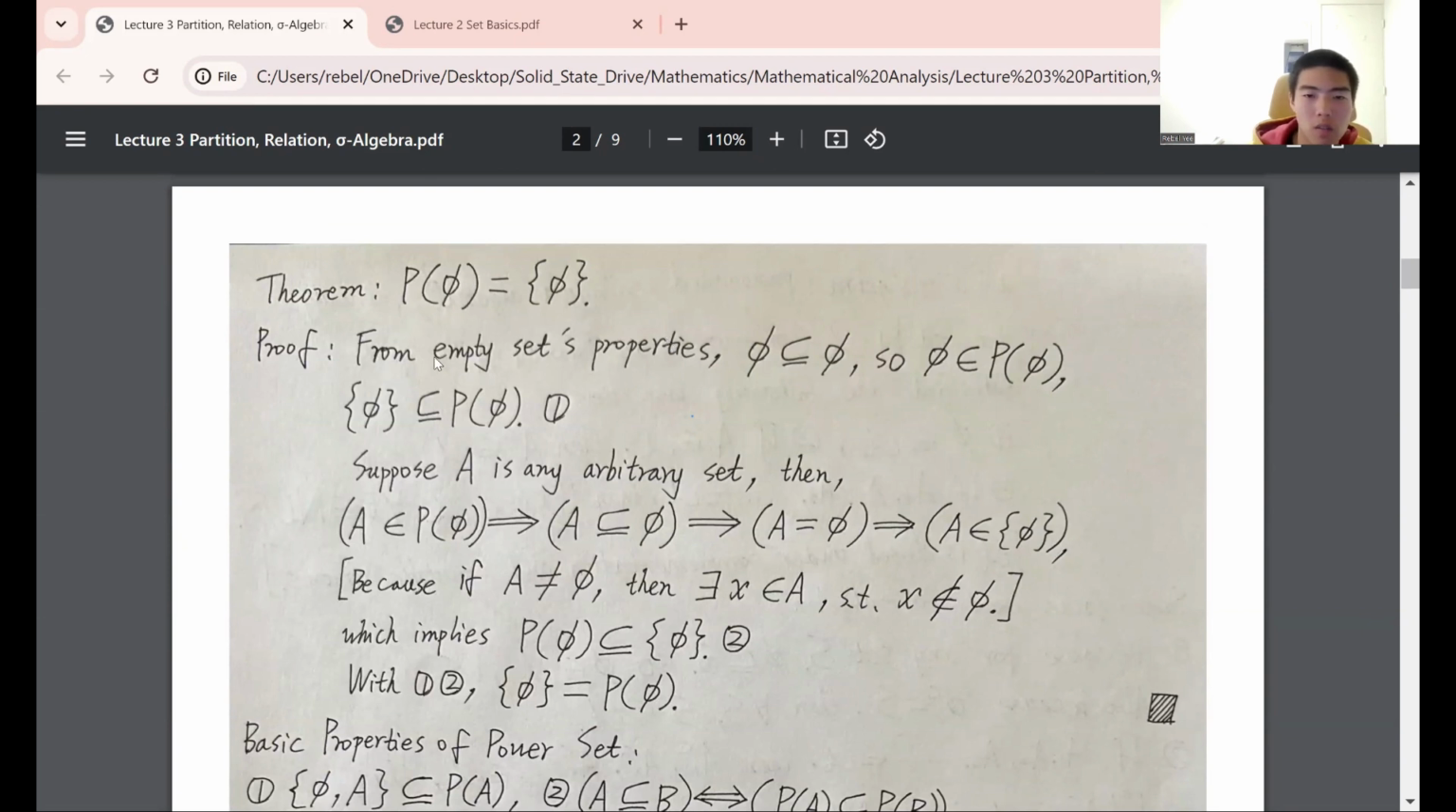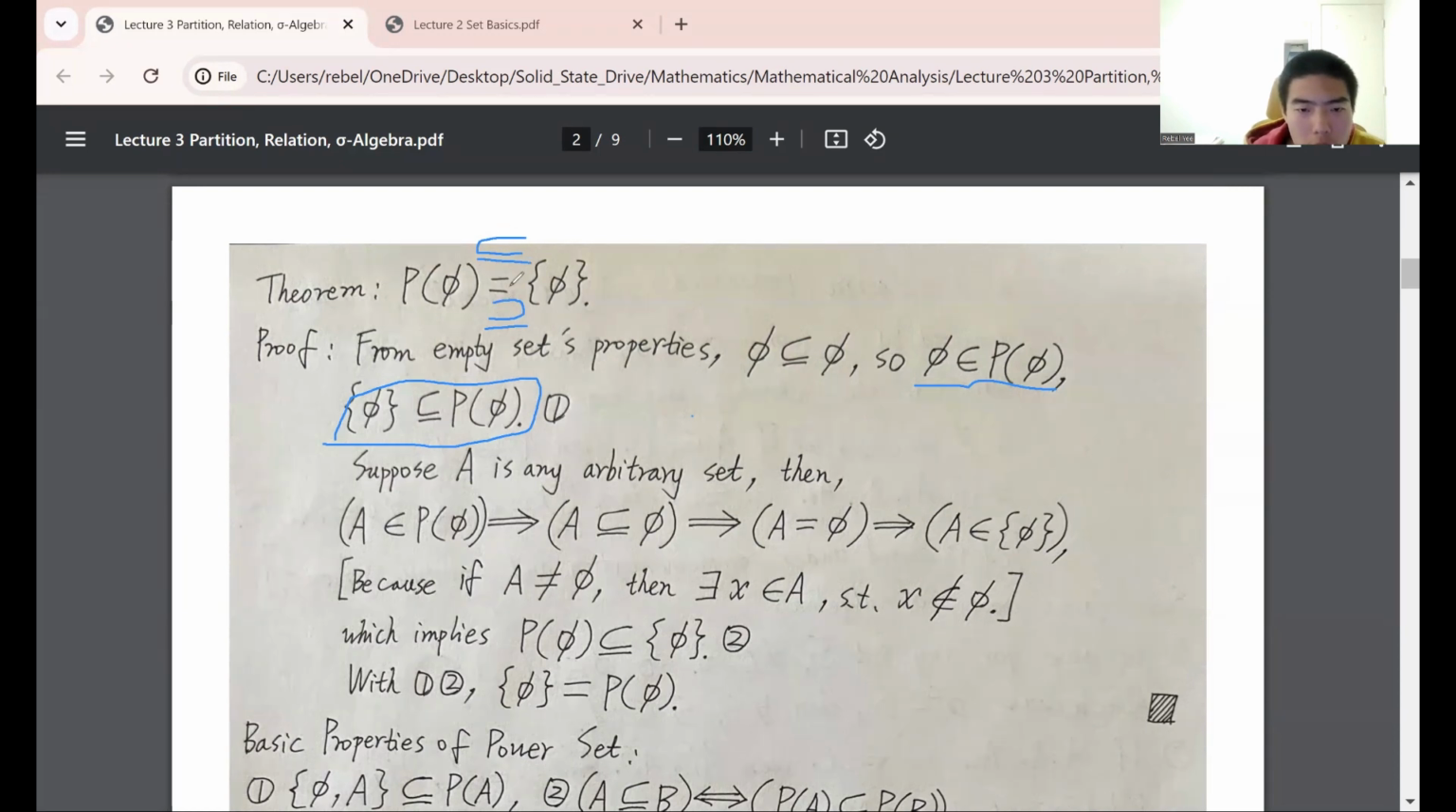For empty set properties, the empty set is a subset of the empty set, so it must be in the power set. If we look at the definition of a power set, then the empty set belongs to it, so the set of the empty set must be a subset of it. So we proved one direction, which is that this set is a subset of this one. The second way is to prove that this set is a subset of this one. If we prove both, then they're equal.